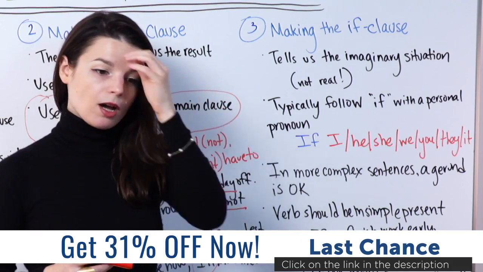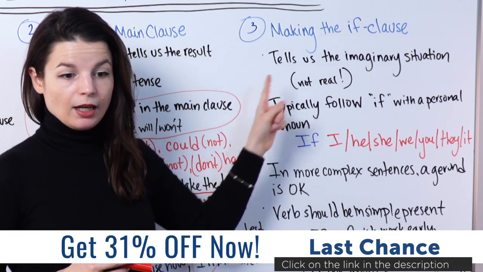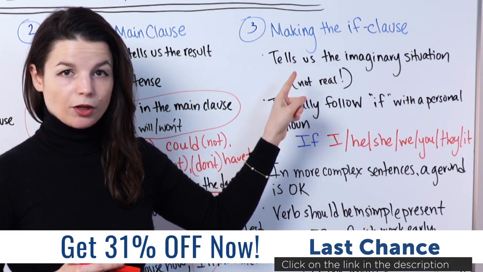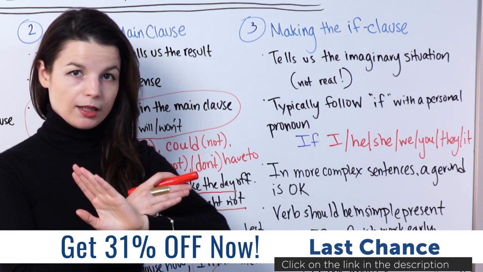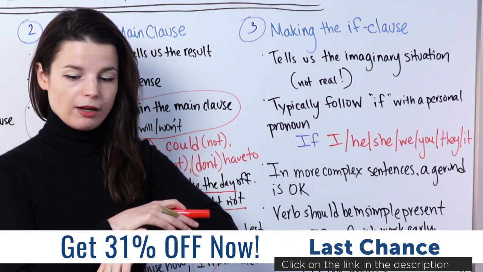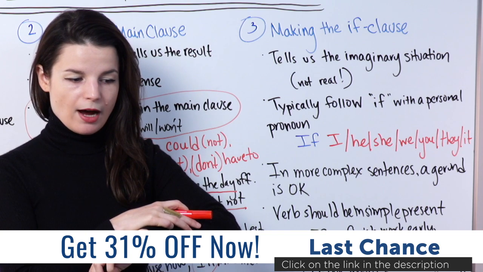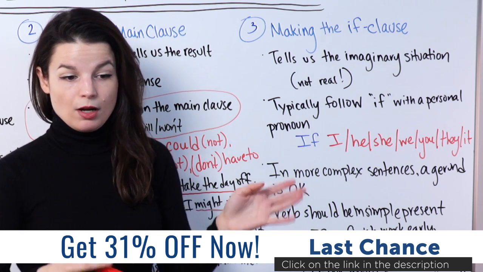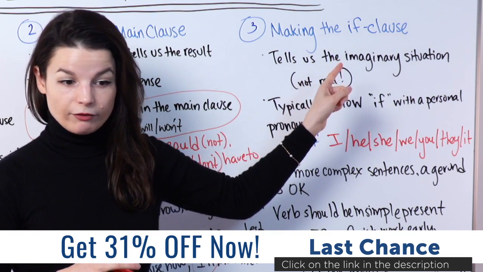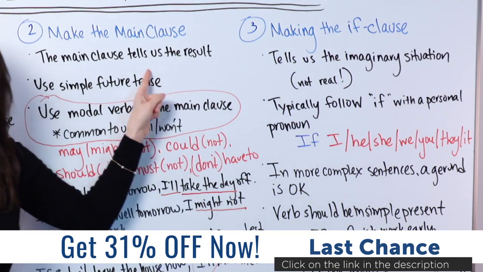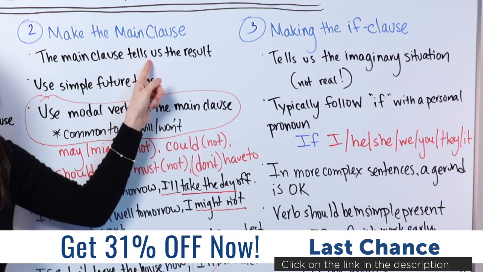So a very common mistake I hear is learners use modal verbs in the if clause. Don't do that. So like if I will, or if I might, or if I don't know. Don't use modal verbs in your if clause. Modal verbs should be used in your main clause.